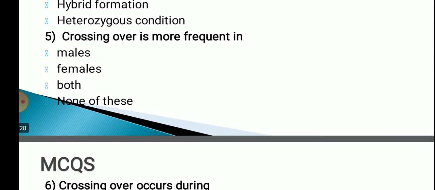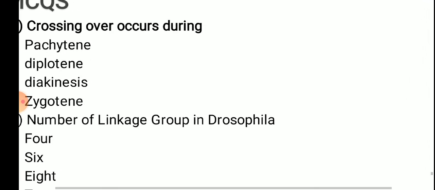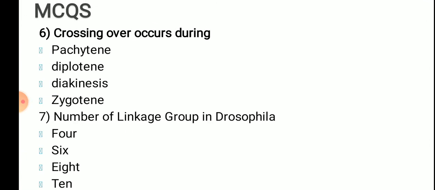Now the fourth question is, linkage prevents homozygous condition, segregation of the allele, hybrid formation, or heterozygous condition. The answer is linkage prevents segregation of the allele. Now the fifth question is, crossing over is more frequent in male, female, both, or none of these. Generally crossing over is more frequent in female. Now the next question is, crossing over occurs during which stage: pachytene, diplotene, diakinesis, or zygotene? The answer is crossing over occurs during pachytene.